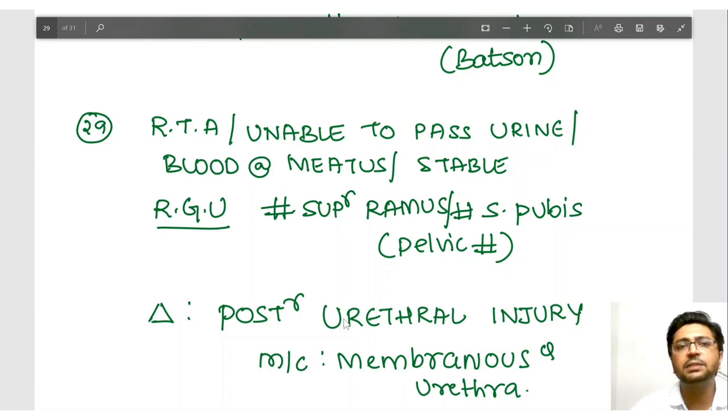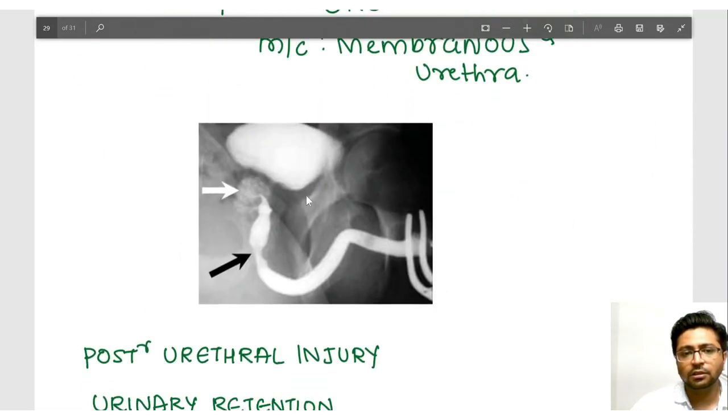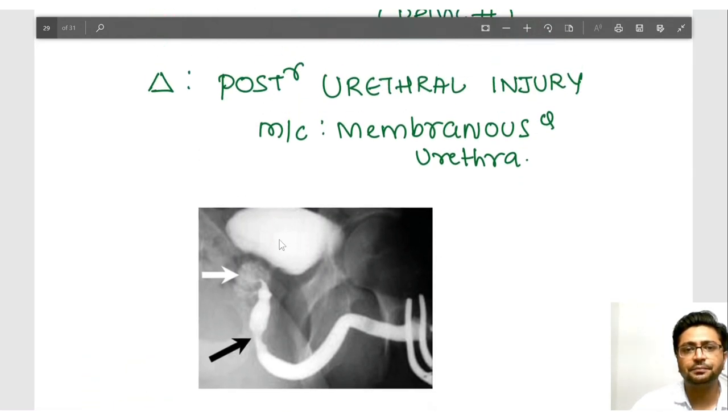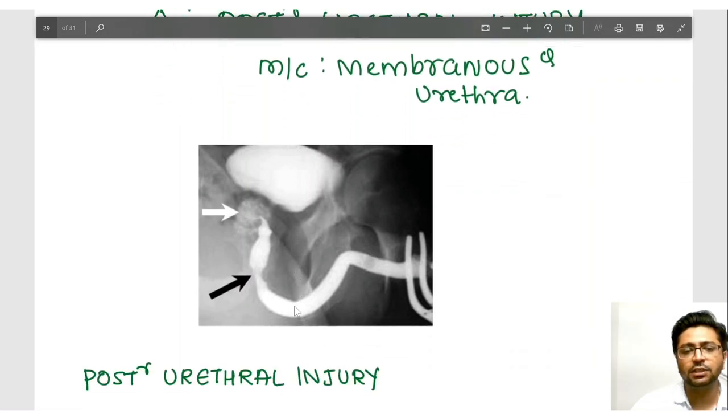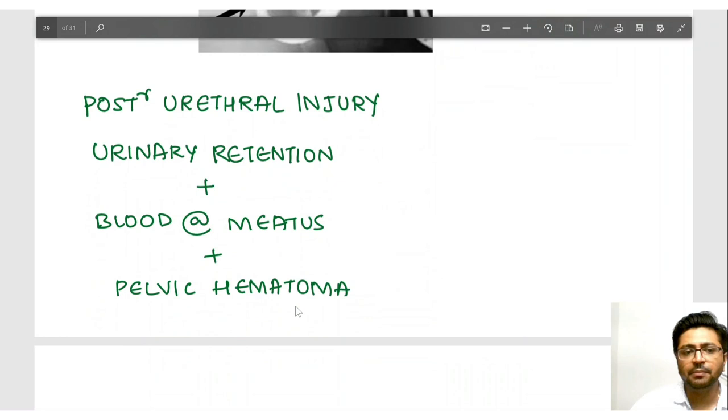The next question which was given is, a patient has gone through a road traffic accident and is unable to pass urine, and there is blood at the meatus and the patient is hemodynamically stable. X-ray shows fracture of the superior ramus and symphysis pubis, and that means that the patient is having a pelvic fracture. RGU was done, and this is the image of the RGU. So there is a posterior urethral injury. The most common posterior urethral injury is the membranous urethral injury. So remember this, if there is urinary retention, blood at the meatus and pelvic hematoma, one should diagnose the patient to be having posterior urethral injury.